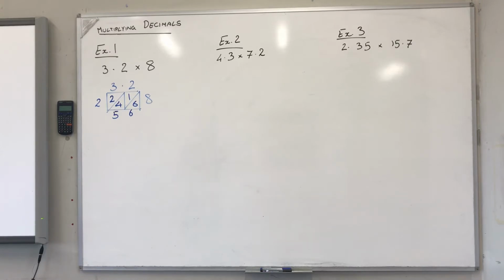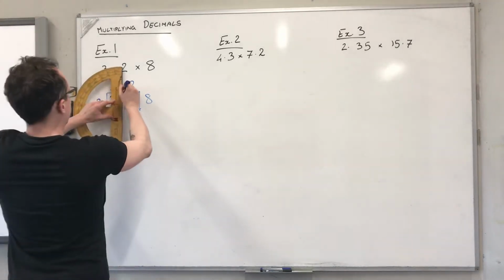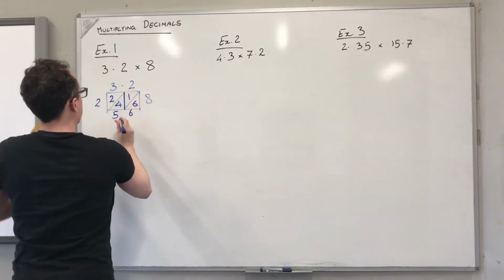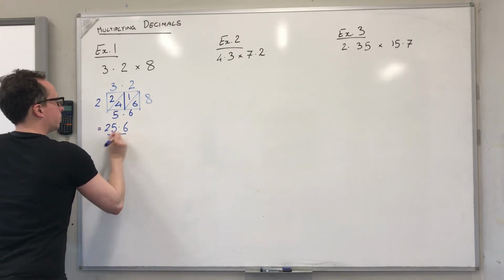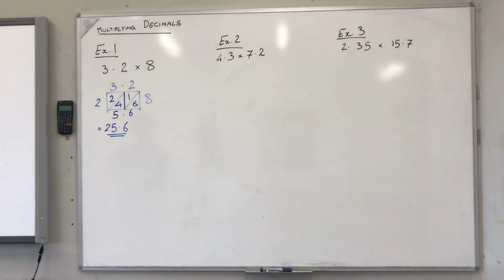So what we need to do is check where the decimal point goes, and you see the reason I put it on the top is so that then I can do this. Follow the line that it's above right down to the bottom, and then that will give me the decimal point in the correct place. So 3.2 times 8 is 25.6. Okay, so I'll set up the next one.